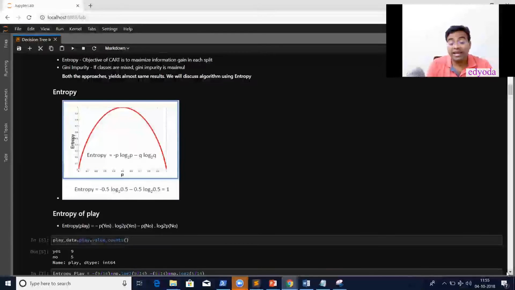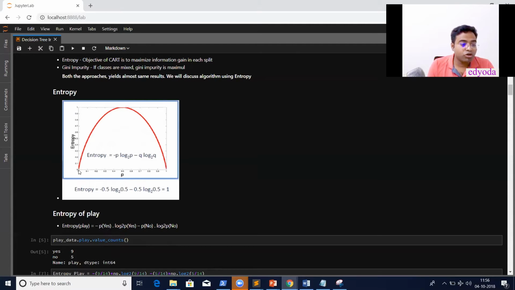What is entropy? Entropy is a measure of the randomness in the system. If you have some data and all the data are of the same type, then the entropy of this type of data is 0. If the data consists of two classes, with 50% of the data in one class and 50% in the other, then the entropy of the system is 1. So that's what we see here.